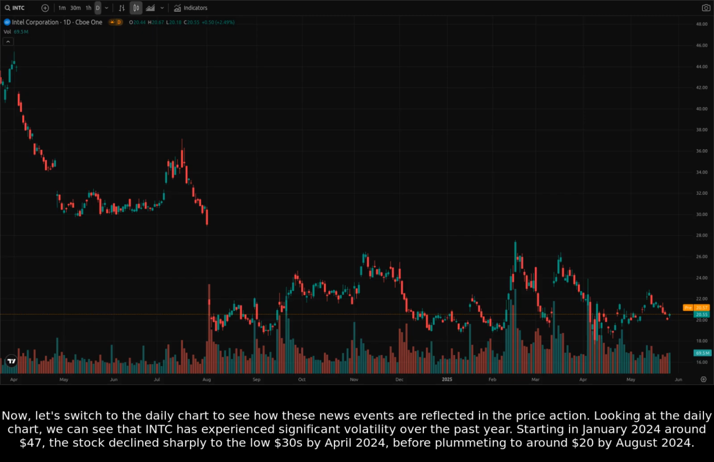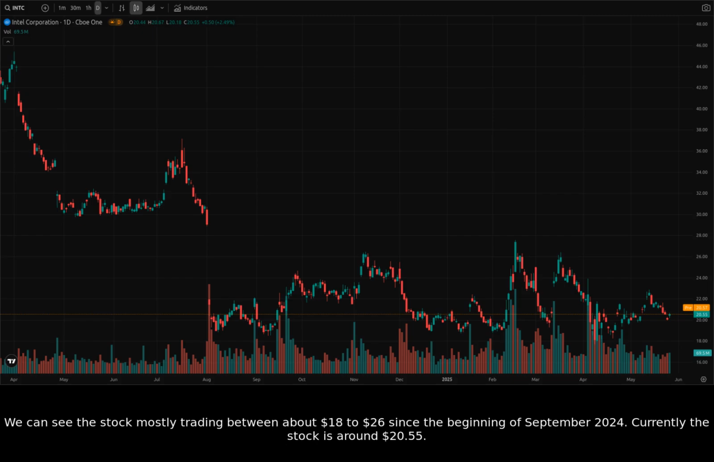Looking at the daily chart, we can see that Intel has experienced significant volatility over the past year. Starting in January 2024 around $47, the stock declined sharply to the low $30s by April 2024, before plummeting to around $20 by August 2024. We can see the stock mostly trading between about $18 to $26 since the beginning of September 2024.